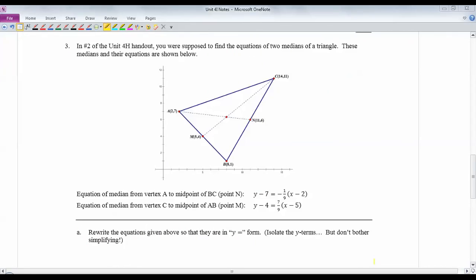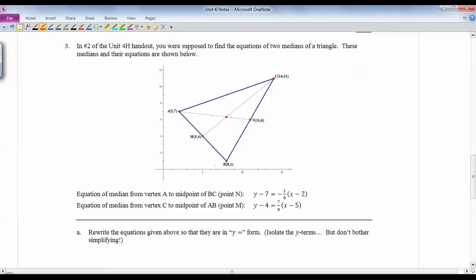Okay, so let's take a look at 4i. This is 4i, right? Yeah, number 3. So this goes back to the previous homework assignment, and what I've done is I've already filled in some of it for you. You had this triangle here, ABC, and then you had to find the equations of 2 of the medians. So N is the midpoint here, and AM, where M is the midpoint of this side, AB.